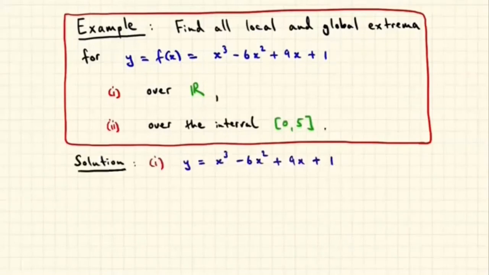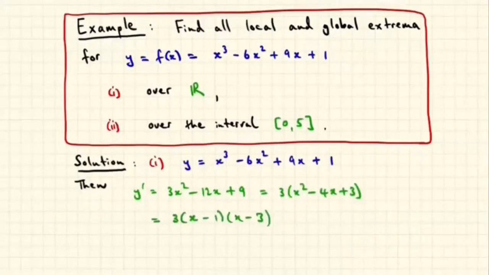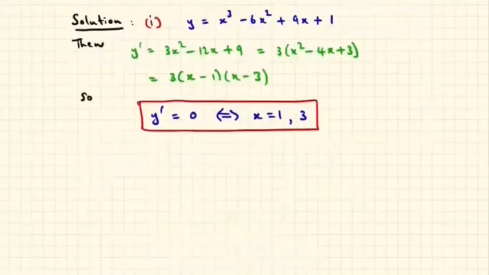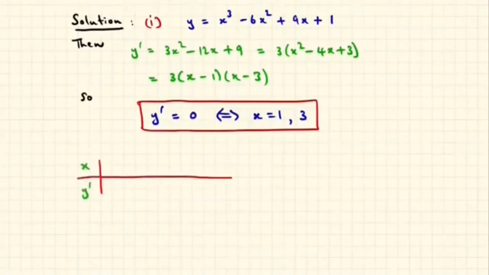To solve the first part of the problem, we find the derivative, which is a quadratic, and which turns out to factorize as 3 times (x minus 1) times (x minus 3). So the derivative is 0 when x equals 1 and 3. Very quickly, we've narrowed down the possibilities for extrema to just these two inputs. By drawing the sign diagram for the derivative, we should be able to tell what kind of extrema occur and where.